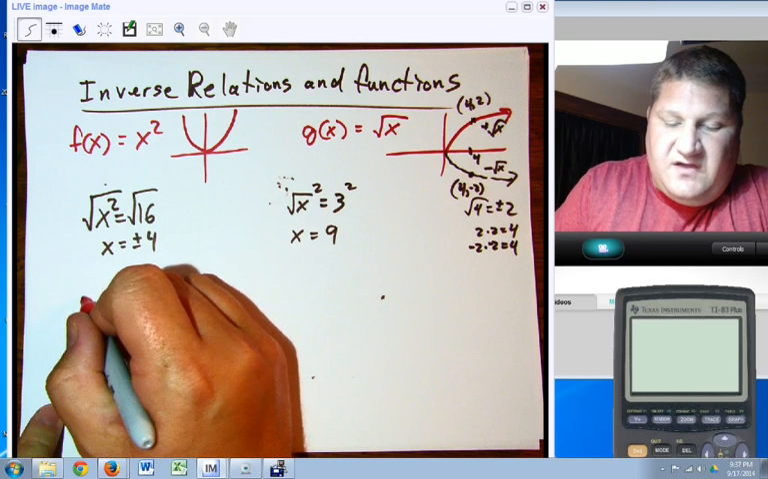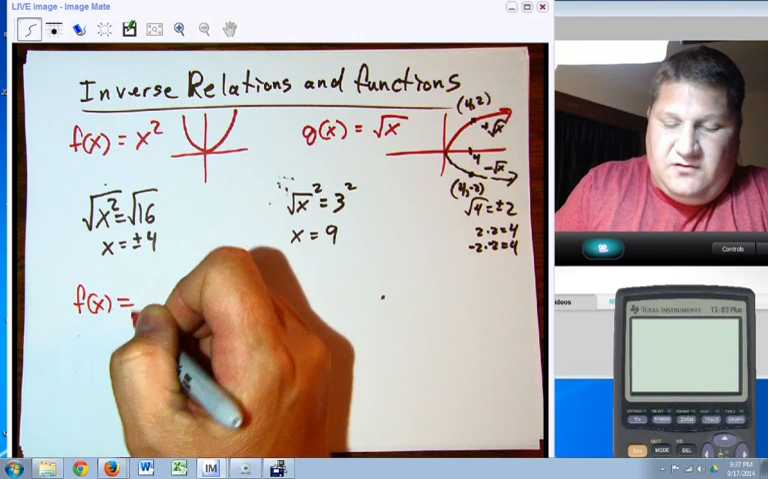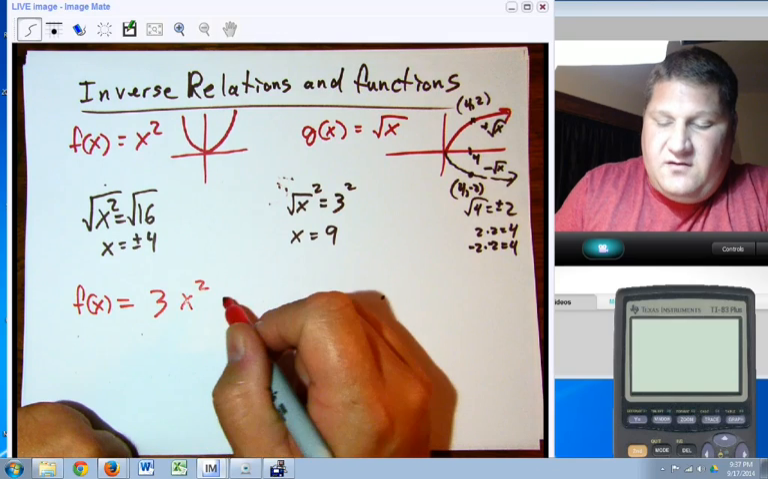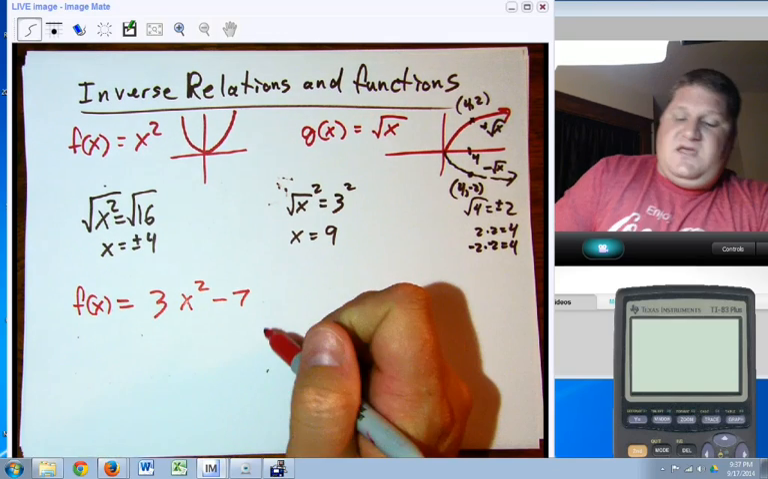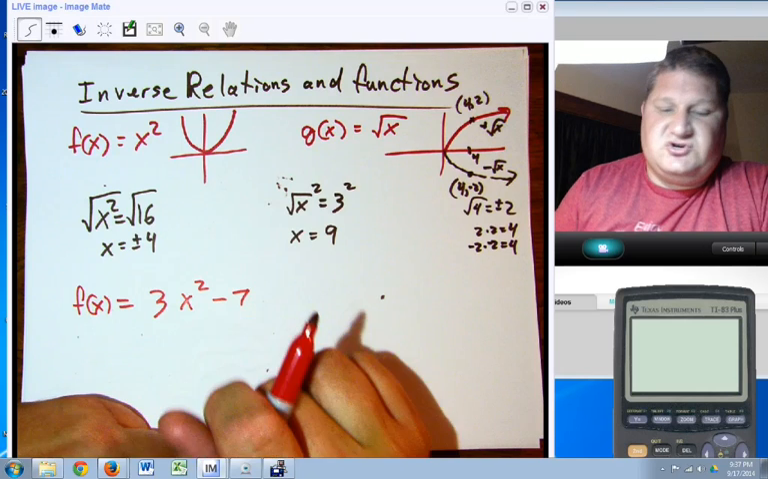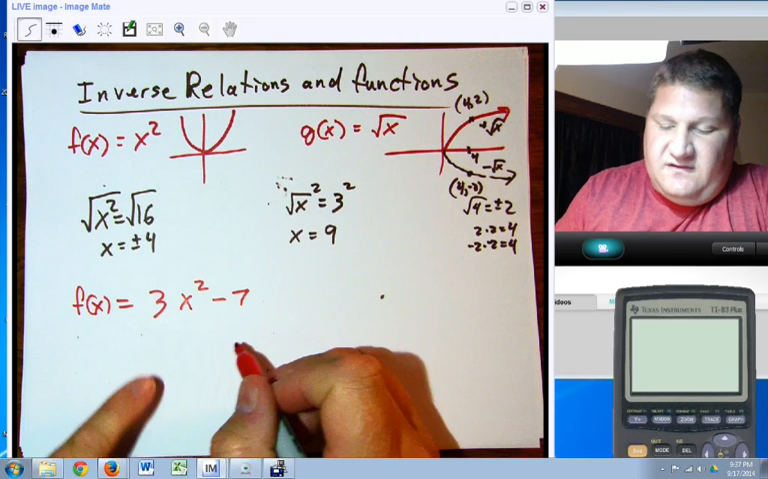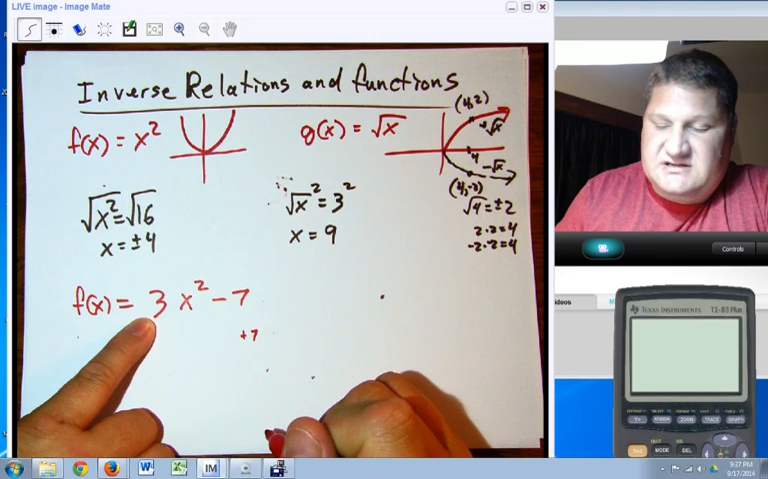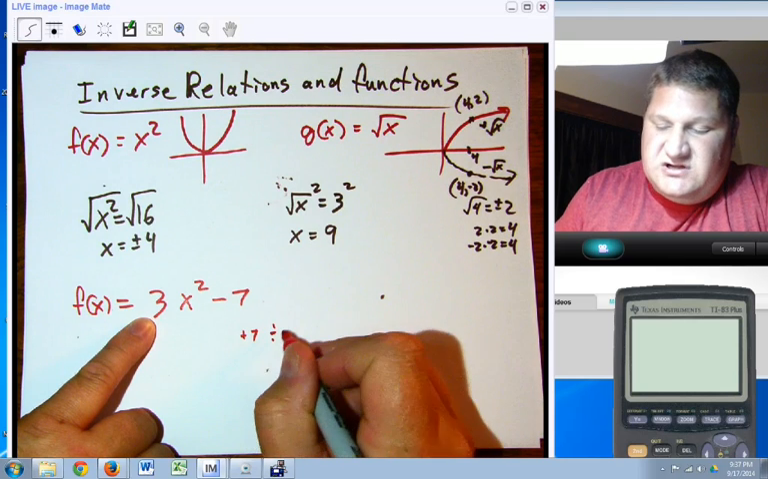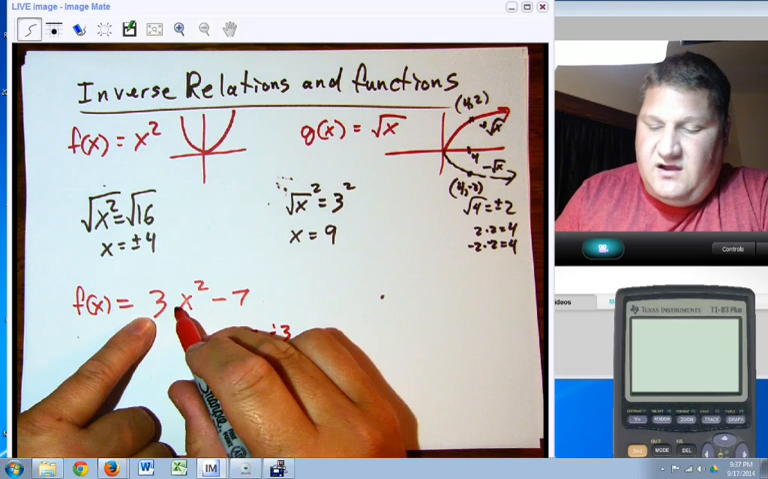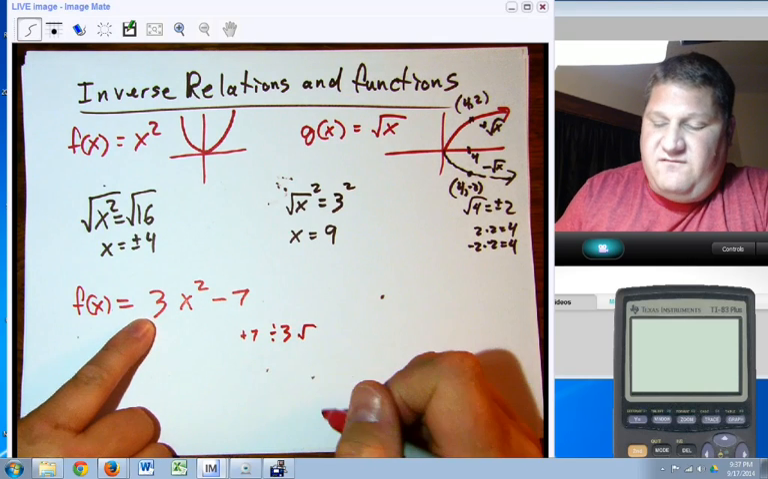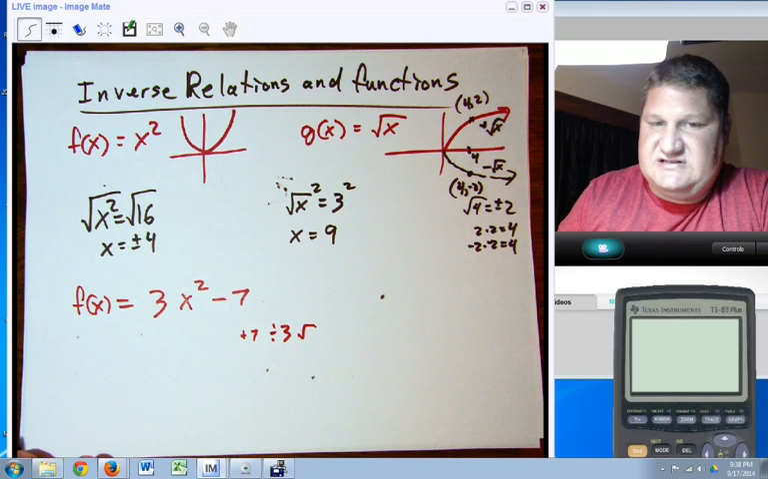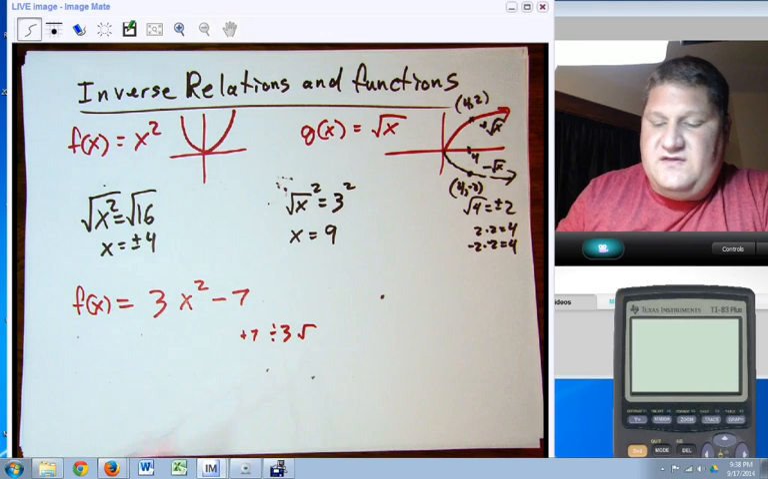I have f of x equals 3x squared minus 7. If I wanted to undo this function, I think we could all agree that somewhere in that new function is going to be a plus 7, because that's the opposite of minus 7. Somewhere in that function is going to be a divide by 3, because there's a times 3, and somewhere in that function is going to be a square root. The question is, in what order do those things happen? What's the order that everything has to take place?